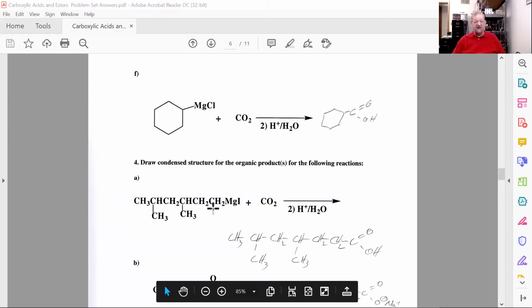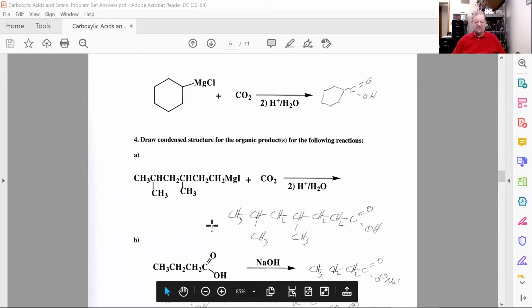And here, carbon, hydrogen, carbon. Oh, magnesium halide on a carbon, Grignard. Carbon dioxide, second step, acid and water. You get a carboxylic acid that's one carbon greater than the R group you started with.